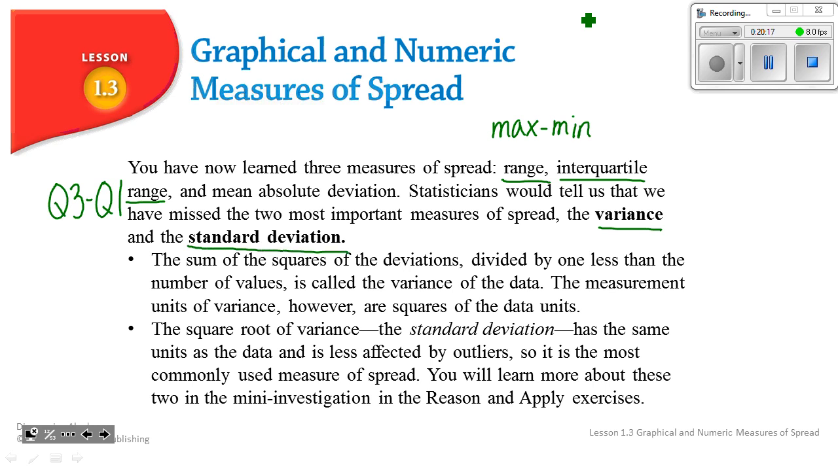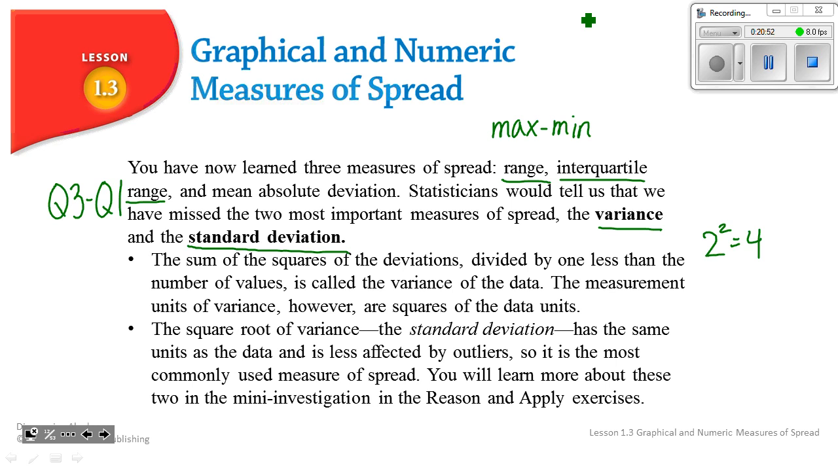So just really quickly, and then again, like I said, we'll talk a little bit more about this in class. The sum of the squares of the deviation divided by one less than the number of values is called a variance. If you square all of the deviations, so if a deviation is 2, when I square that, I get 4, right? So if I square all of the deviations and I add them together and I divide them by one less than the number of values, this time I'm going to divide by 7 rather than 8. That's called variance.